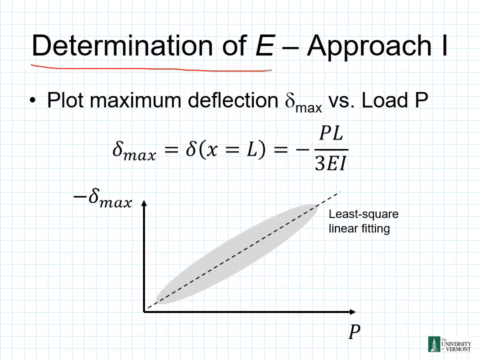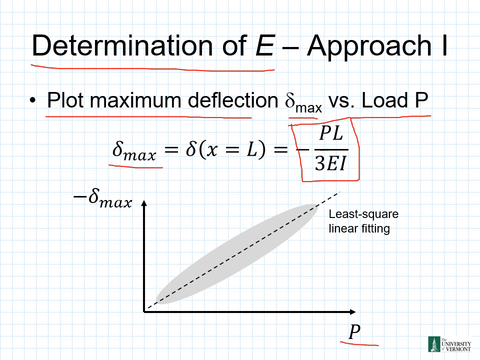So for the determination of E, we want to plot the maximum deflection here, our delta max, versus our load P here. So our delta max is equal to negative PL cubed over 3EI. And we have down here on our graph our load P going across our x-axis, positive to the right, and our negative delta max going up, positive in our y direction there.